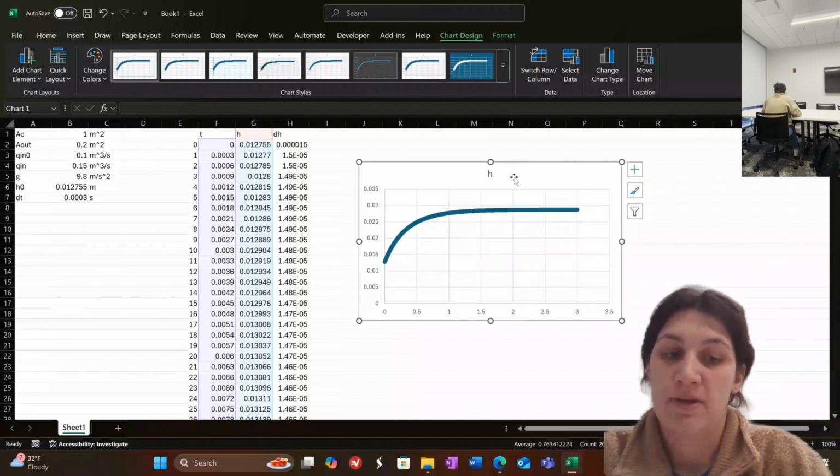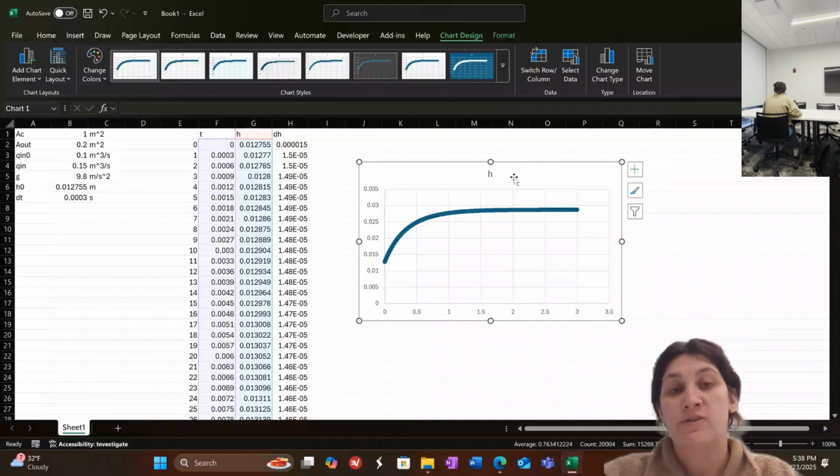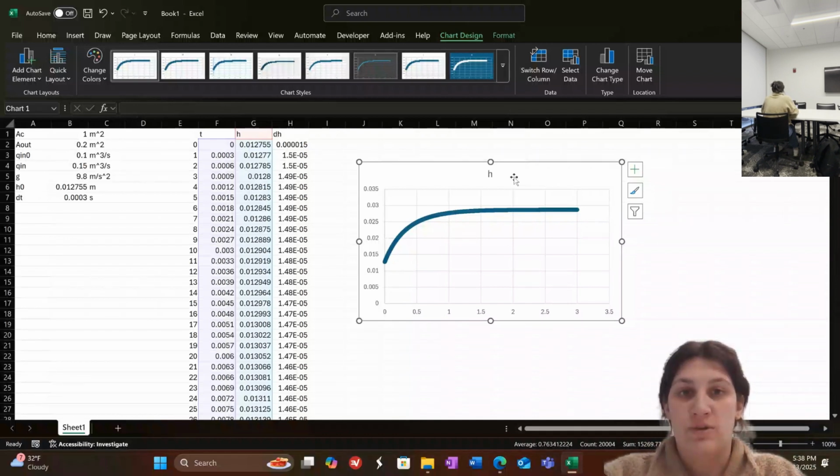Now this method is not perfect since it is subject to round off errors, so next we are going to do this same thing in Python with a different method.